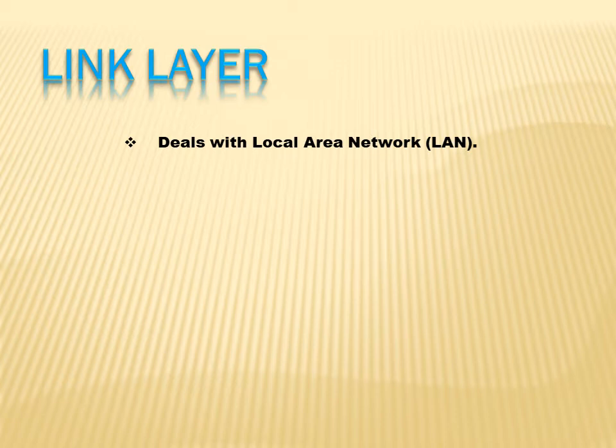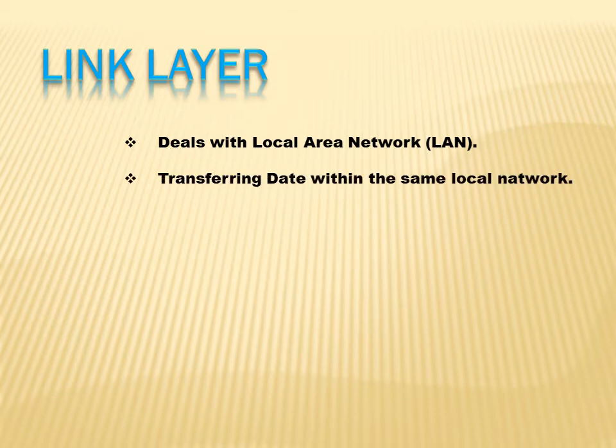So the first layer is the data link layer. It's the lowermost layer. It deals only with the local area network. That is, it transfers the information, that is data, from one machine to another machine within the same local network. That's the function of the data link layer. Then, what are the primary functions it should perform?